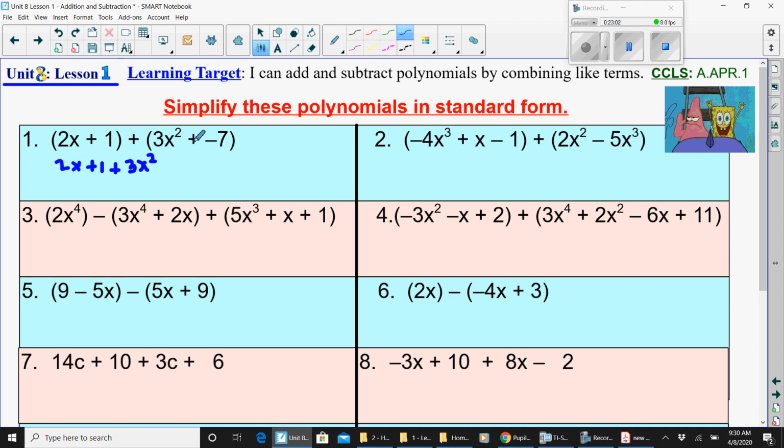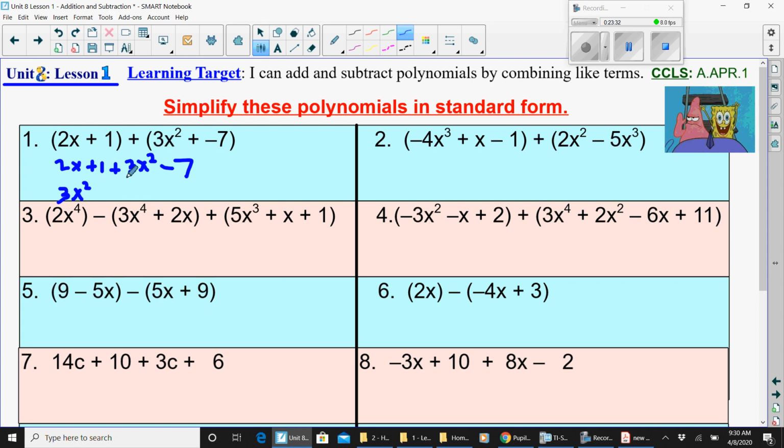And it's plus minus 7, which I don't ever like to do. So I'm just going to put, it's a negative 7. You could put plus negative. I mean, it just doesn't make a difference. All right, so see this 3x squared? There's no other x squared, so that's what I'm going to use. I'm just going to use the 3x squared as my first term.